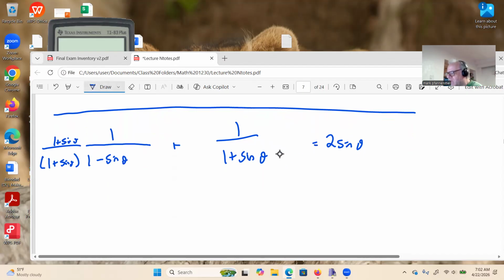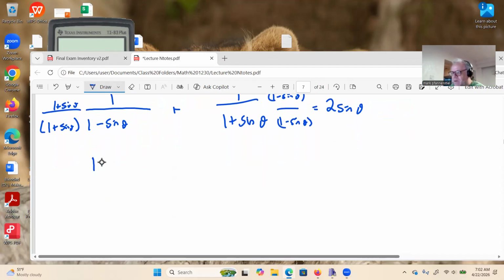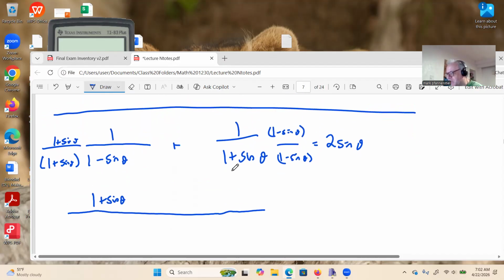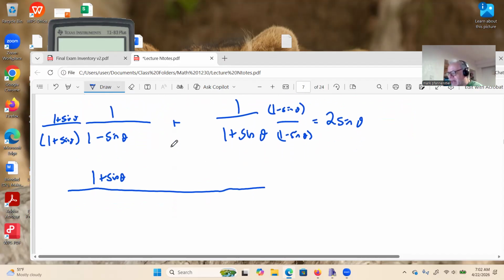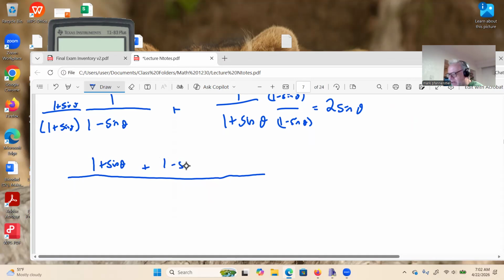Okay, so we have 1 minus sine theta times 1 minus sine theta. We're just adding the fractions to see where this takes us. So we have 1 plus sine theta on the top here. It's going to be one giant fraction because these are both common denominators, I can tell. And we have plus 1 minus sine theta. Now on the bottom, we've got to FOIL this out, but this is a conjugate pair, the difference of squares, so we're just going to have 1 minus sine squared theta.